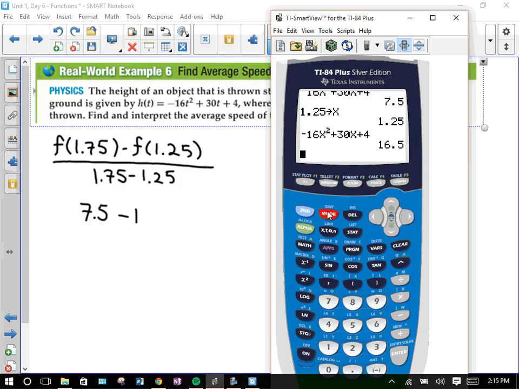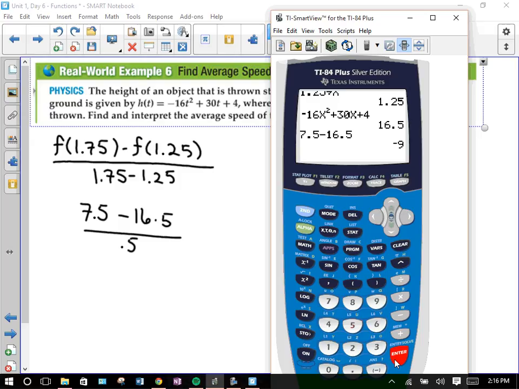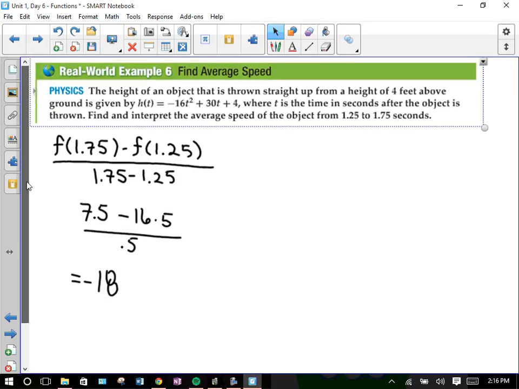So minus 16.5, divided by 1.75 minus 1.25, which is 0.5. So I take this, I'm going to go 7.5 minus 16.5. Enter, and then divide that by 0.5, I get negative 18. So my average rate of speed is negative 18, and it is negative 18 feet per second.